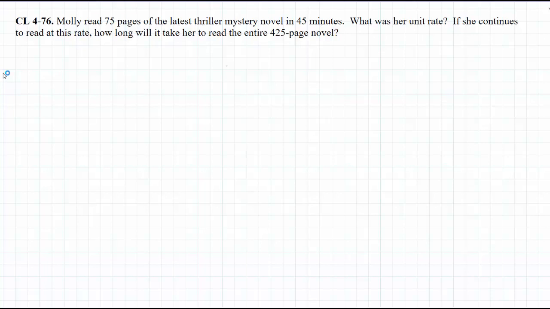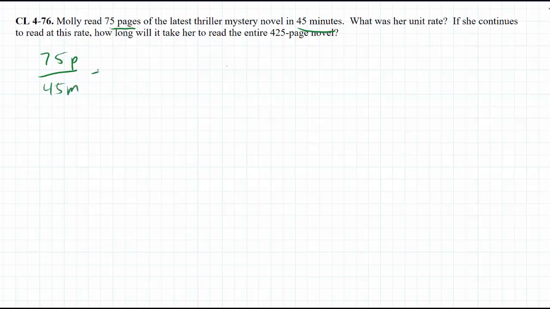Okay, 4-76. Molly reads 75 pages of the latest thriller mystery in 45 minutes. What was her unit rate? Okay, let's see. 75 pages in 45 minutes. Let's go and write that as a rate: 75 pages in 45 minutes.